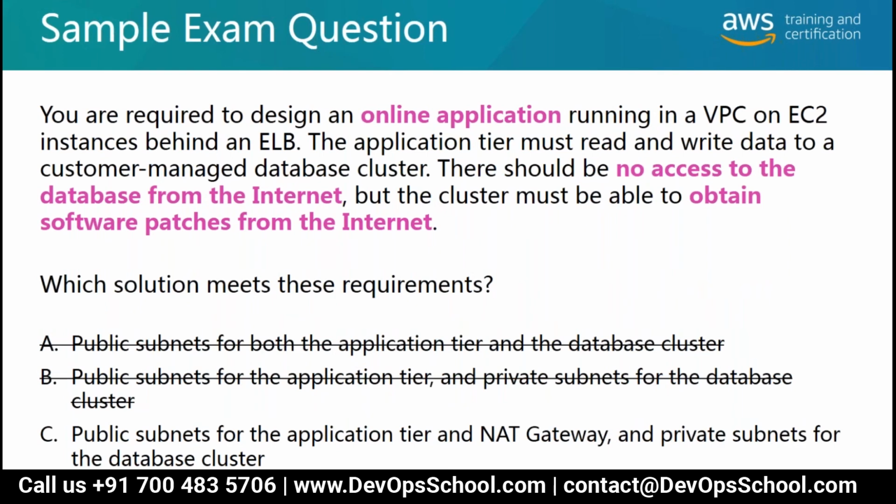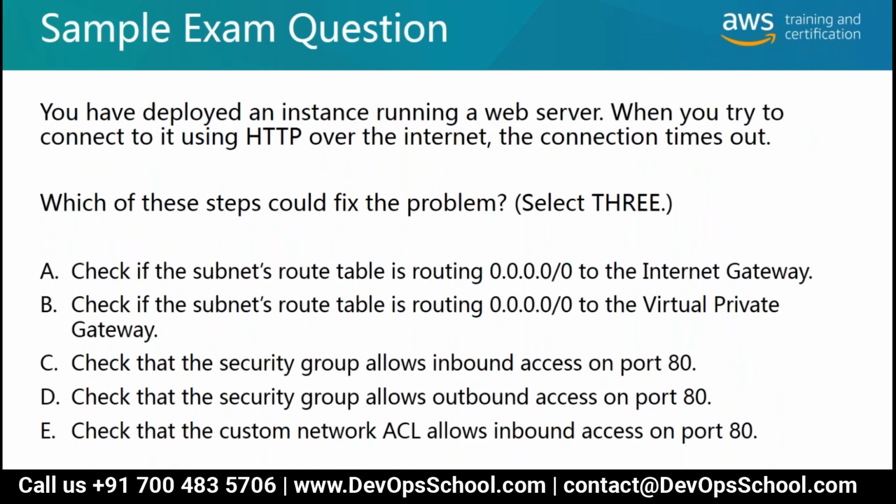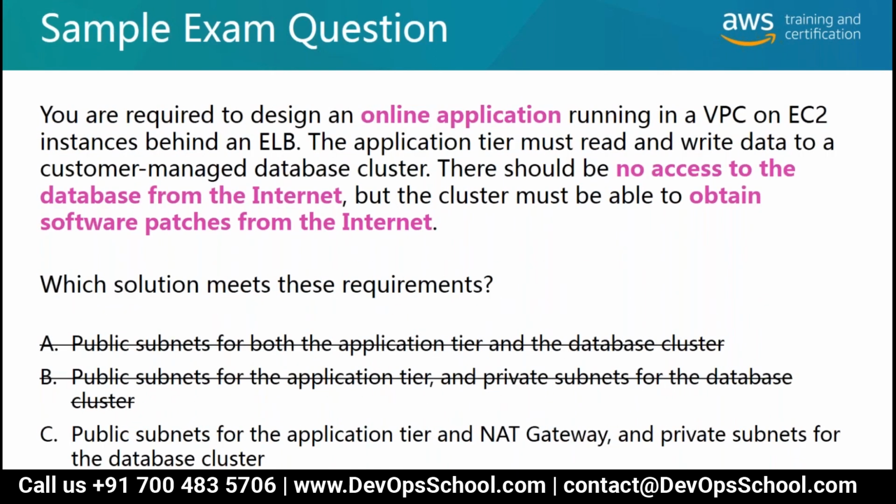C is also not the right answer because you don't give a NAT gateway to your public subnets, since a public subnet already has internet access. So the last answer would be the right answer. I don't know why this slide is not visible.